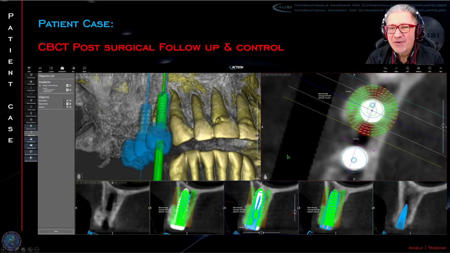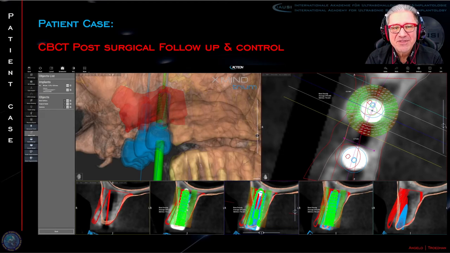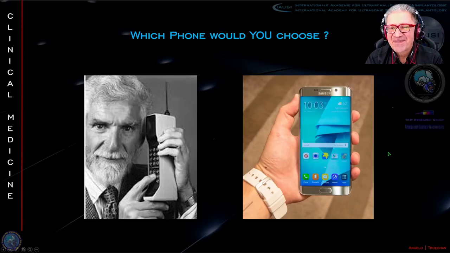Here with the superimposition, you see there are only very, very slight differences, by tenths of millimeters, in the position of the implants according to the planning. Here is now the bone density measurement, the superimpositions with different filters.